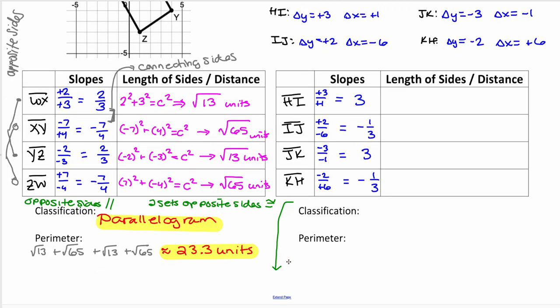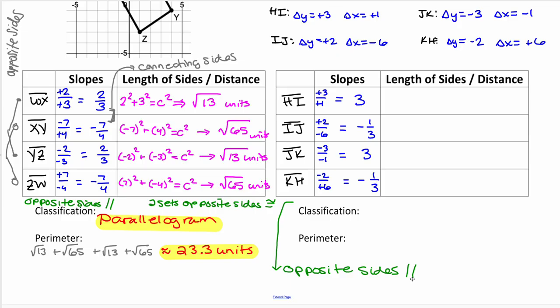We do actually have opposite sides. We have two sets. Opposite sides are parallel. So we know that we can get rid of a kite and we can get rid of any trapezoids as well, because trapezoids only have one set of parallel lines, a kite has none. So now we're between a parallelogram, and we can also get rid of just a quadrilateral because we do have opposite sides parallel.